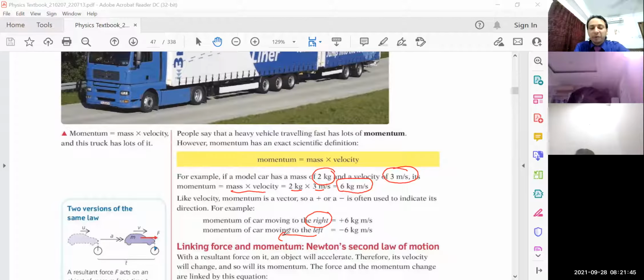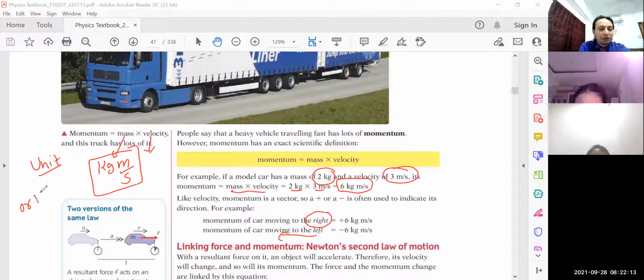The other thing about momentum is its unit. Children, generally students make a mistake in writing the unit of momentum. Momentum is linked with mass and with velocity, and the unit of mass is kilogram and the unit of velocity is meter per second. So the combined unit is kilogram meter divided by second, or you can also write kilogram meter s minus 1. It is the SI unit of momentum.